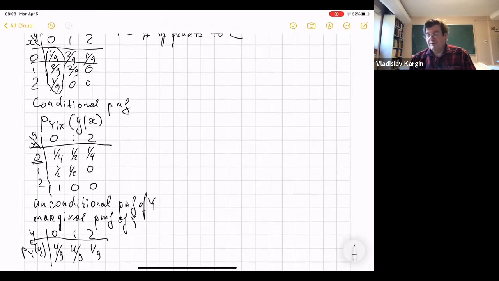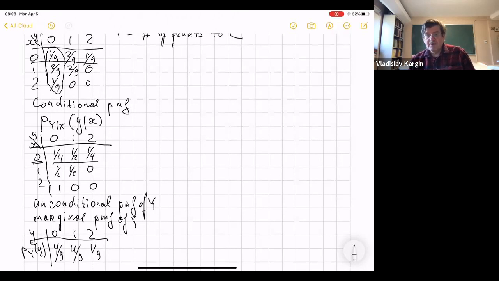If you compare this with the unconditional PMF, it's different from the conditional, and the conditionals are very different from each other. The conditional probability given that X is equal to 0 is 1/4, 1/2, 1/4. It's different from the marginal one, and different from other conditional probabilities, such as 1/2, 1/2 and 0.